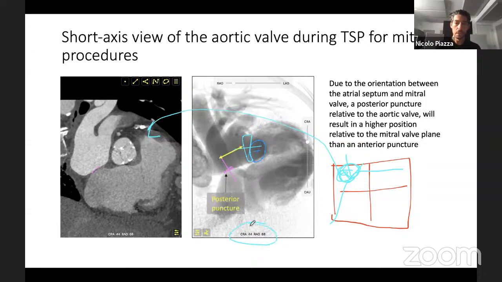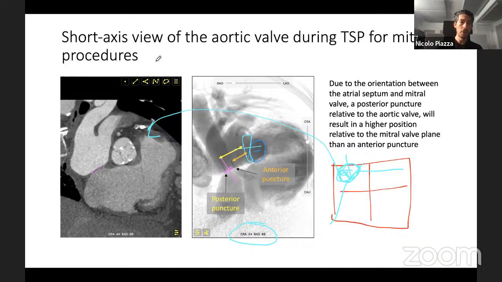And so the more posterior you go, the greater height you get from your mitral valve, which is in plane, and the more anterior you are, the less height you get against the mitral valve. Again, it's understanding the orientation of your target structure in the bicable and short axis views.